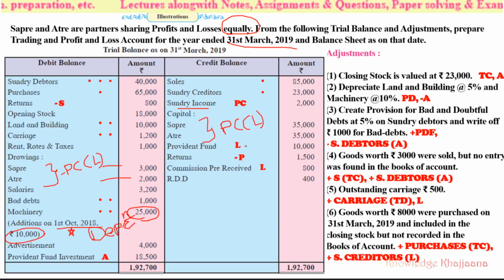Then provident fund. See, provident fund means what? The fund which the business has to pay later on. So provident fund is a liability, and it will be recorded on the liability side. Returns given on the credit side are the purchase returns, so that much value you have to deduct from purchases. Then commission pre-received. See, commission was not due for this period, but we have still received it. So for the time being it is a liability, commission pre-received, because it is given on the credit side of the trial balance.